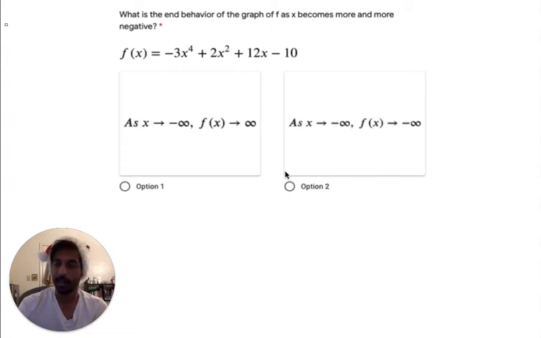Alrighty. This question is asking us to find the end behavior of the graph of f. Now, what's f? Do we see a graph? No. But we are given a function of f. F is negative 3x to the fourth plus 2x squared plus 12x minus 10. Long function. But we want to know it as x becomes more and more negative.